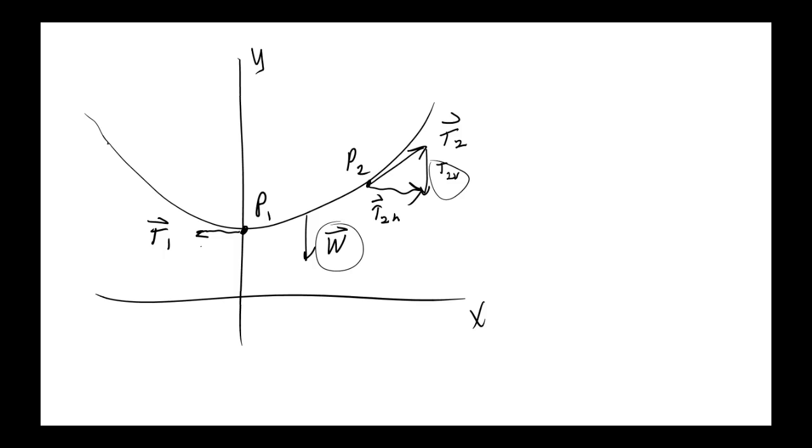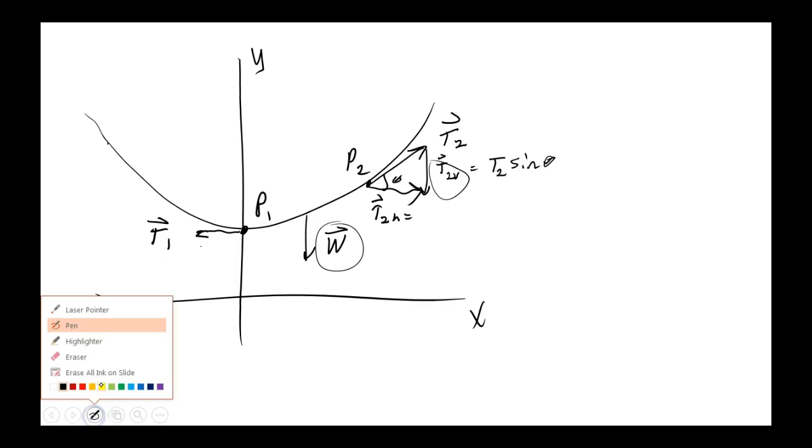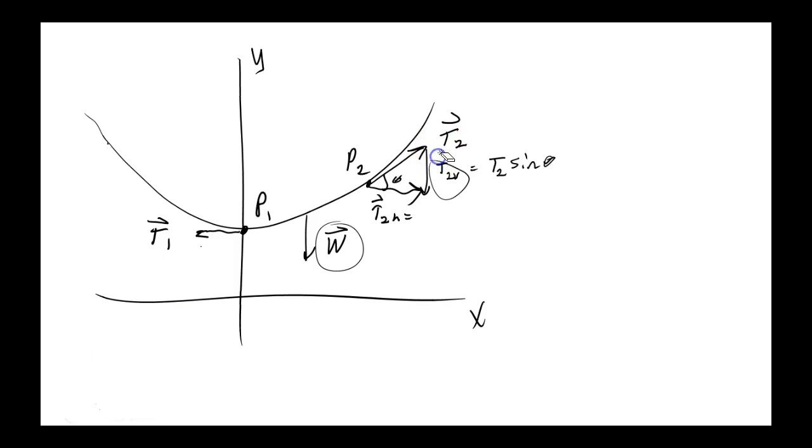Now, this is your angle theta here, between the horizontal. So this T2 vertical is going to be the magnitude of T2 times the sine of theta, because that's the opposite side. This T2 horizontal, and these are actually components, so I guess I don't need to put the symbol.